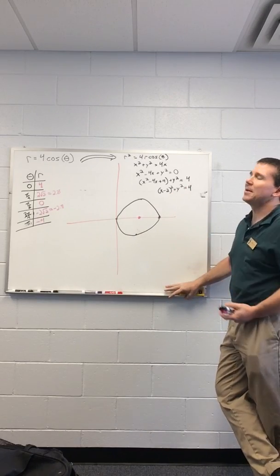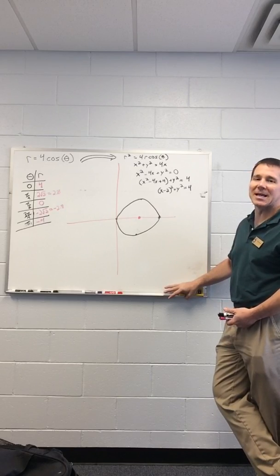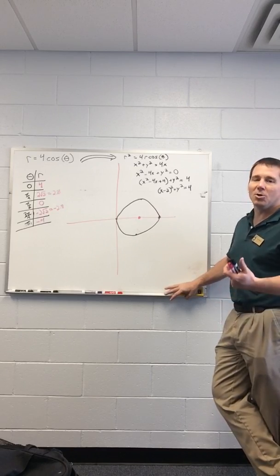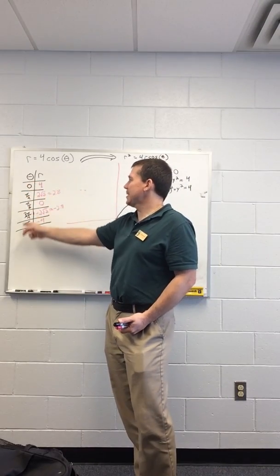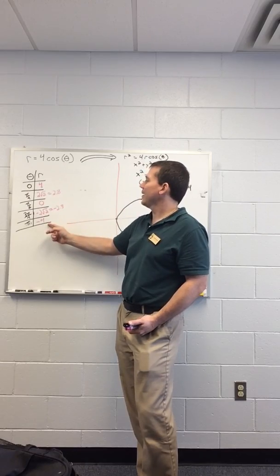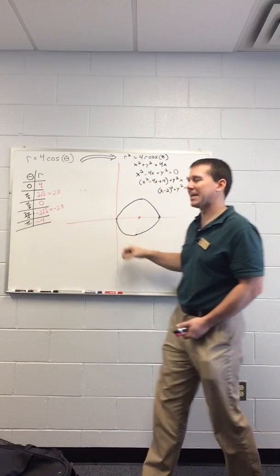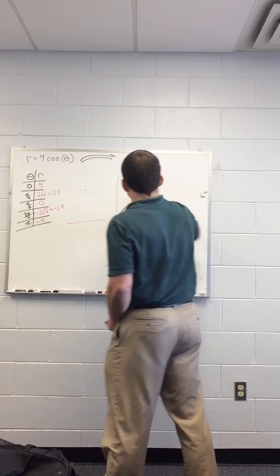So again, you can graph it in polar coordinates and then translate it to rectangular coordinates to make sure your graph makes sense. The ultimate goal here is this right here. Being able to take thetas, plug them into your equation, find values of r, and then plot those points and sketch the graph. So we have time, we're going to do one more.